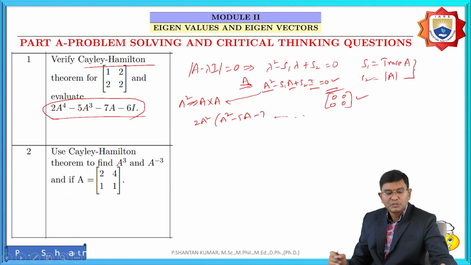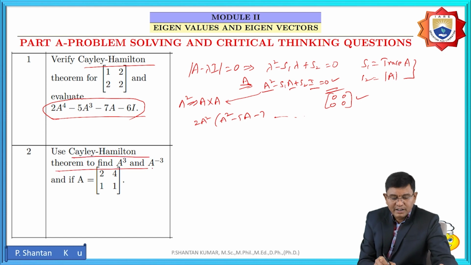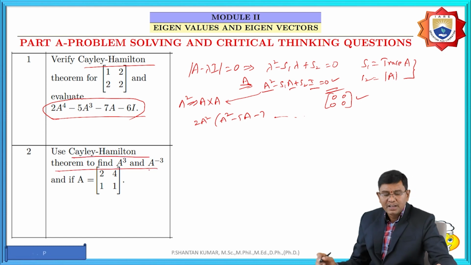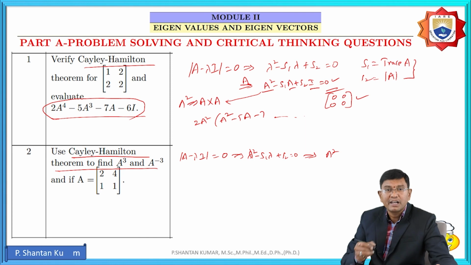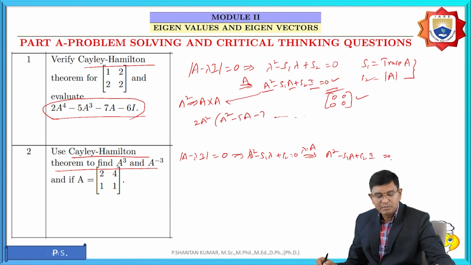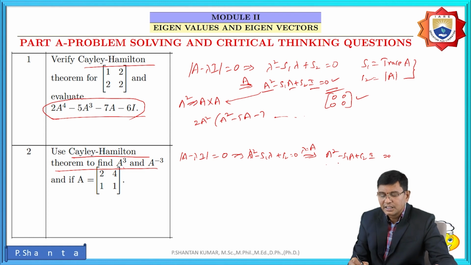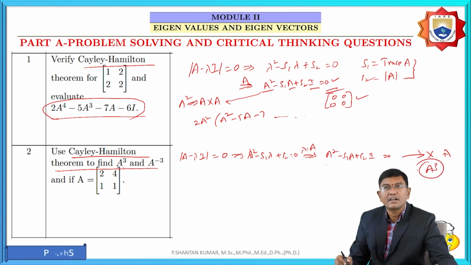Next, using the Cayley-Hamilton theorem, find A cube and A power minus 3. Here also the determinant of A minus lambda I equal to 0 is the same as the previous one, giving lambda square minus S1 lambda plus S2 equal to 0. As per the Cayley-Hamilton theorem, we replace lambda with A: A square minus S1 A plus S2 I equal to 0. From this equation we find A cube by multiplying the equation with A.